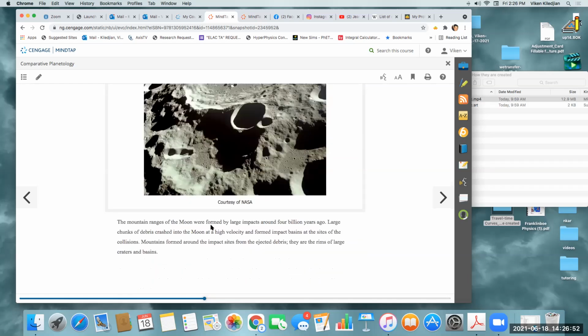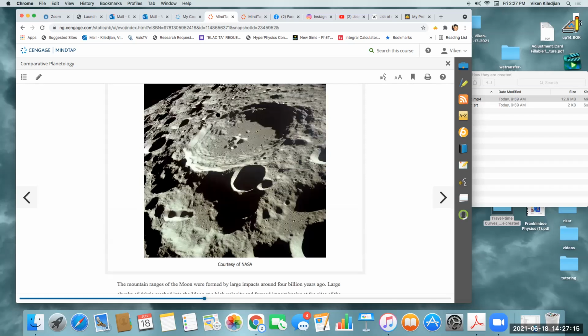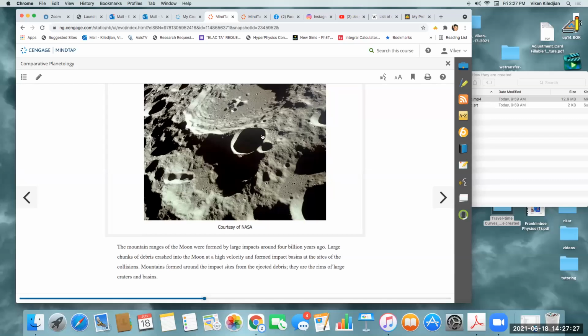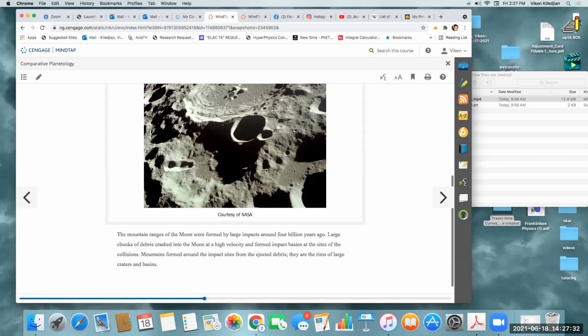The mountain ranges of the moon were formed by large impacts around 4 billion years ago. Large chunks of debris crashed into the moon at a high velocity and formed impact basins at the sites of the collisions. Mountains formed around the impact sites from the ejected debris. They are the rims of large craters like this one, you see. So these ones are kind of like mountains. And then this is the impact basin where the crater was formed. And also another crater here, and then all these smaller craters. This is a large one. This is another large one.